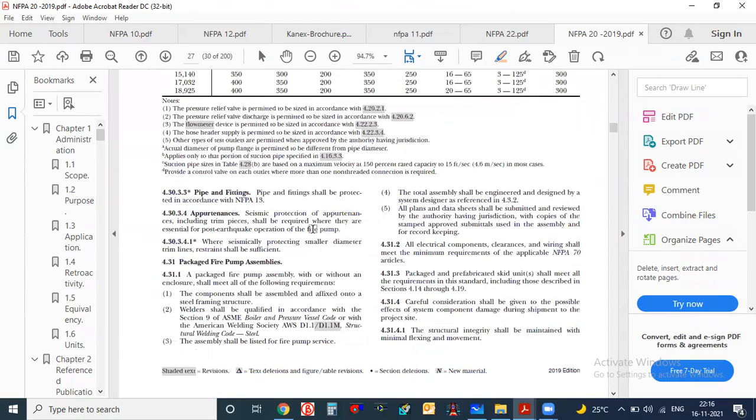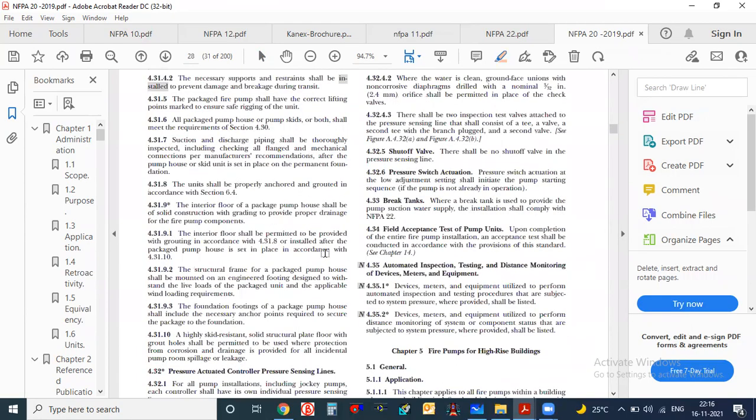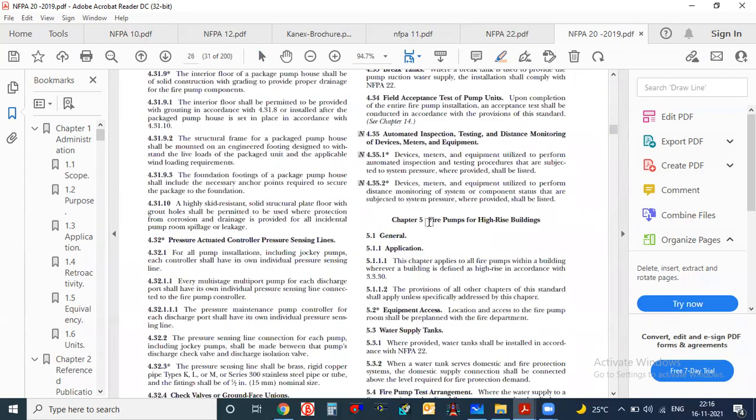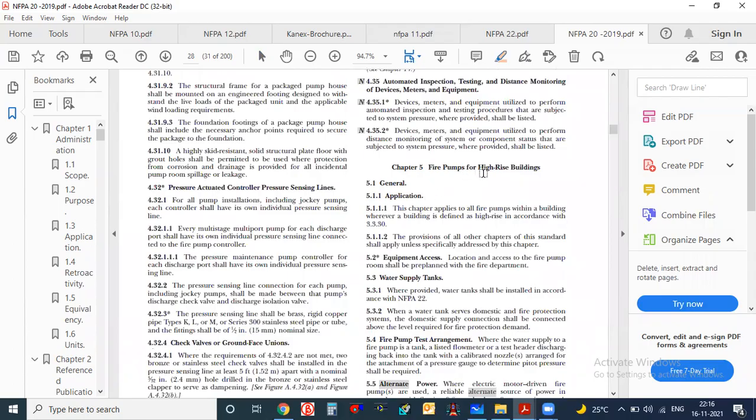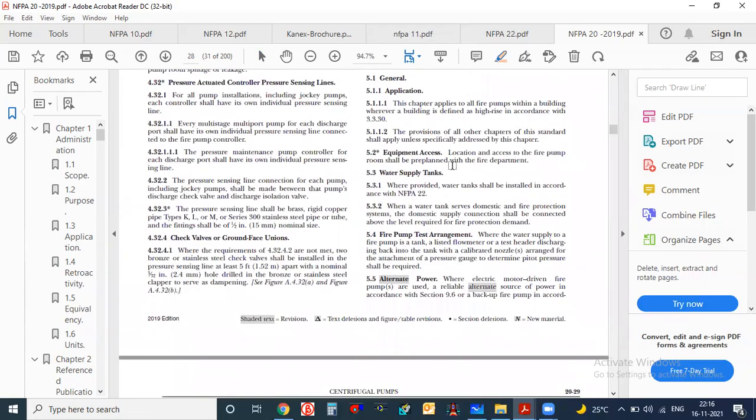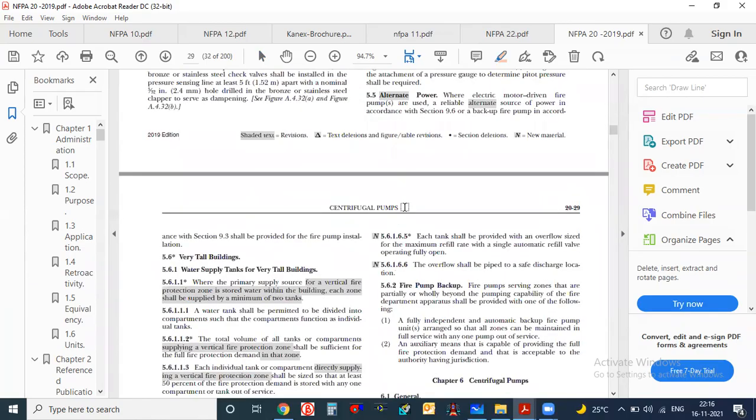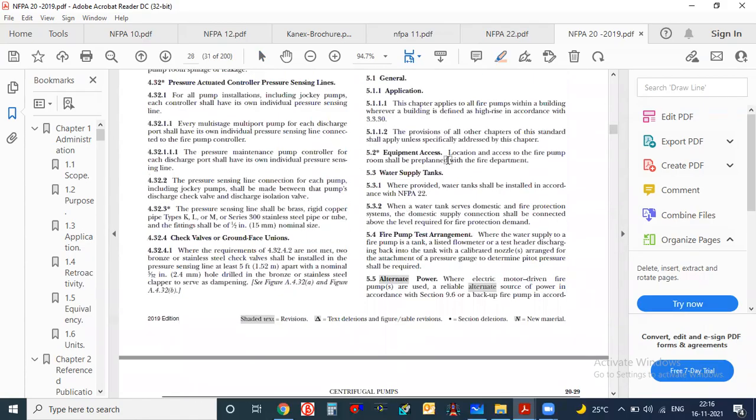Okay, apart from that, nothing is given here. Just they have given certain points. Now here they have given some fire pumps for high-rise buildings. Let us see what they have given. Okay, nothing is given. Just compliances are given. Some compliances are given here.